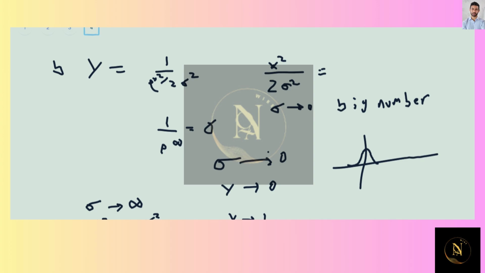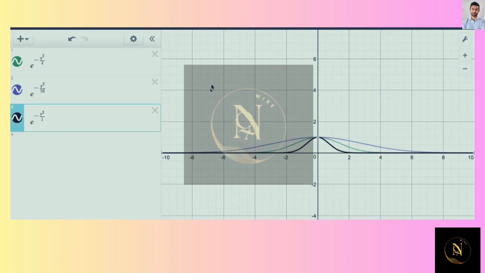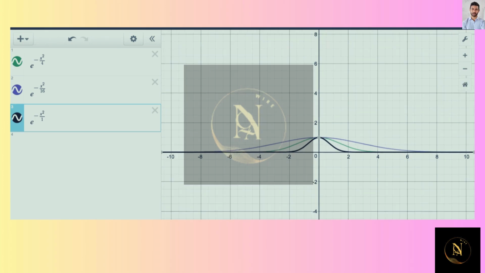I've taken the liberty of drawing some of the functions beforehand. As you can see, the green curve here is minus x squared over 4. If I increase it to 16, this purple graph is much more widespread and further out, which is what we predicted. And as I get to a smaller denominator, you get a more compacted graph, which is exactly what we predicted.